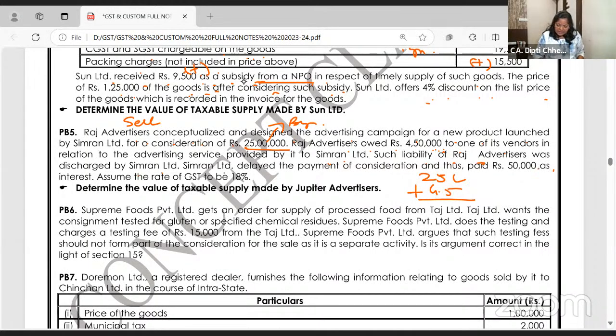Raj Advertiser, Simran Limited also paid delayed charges of 50,000. So 30 lakhs, 30 lakhs is the transaction value.